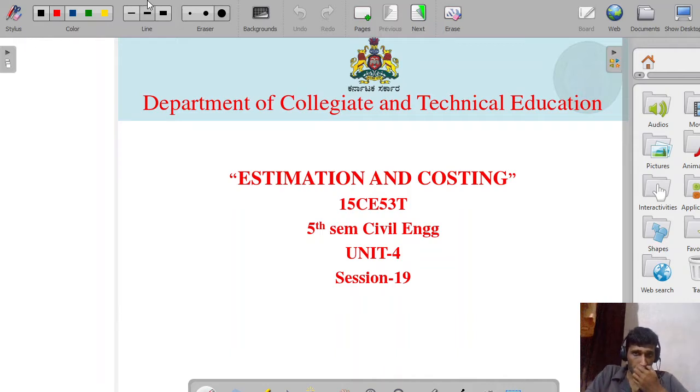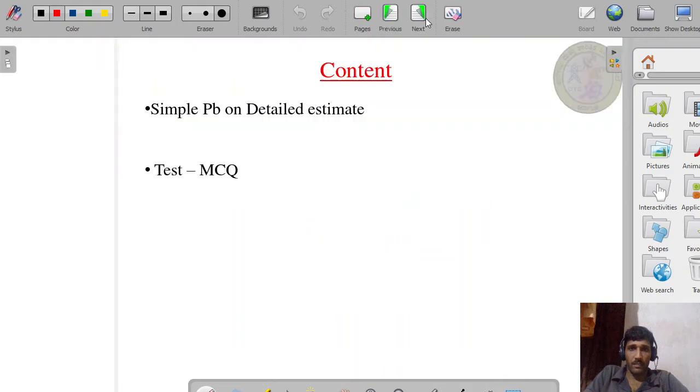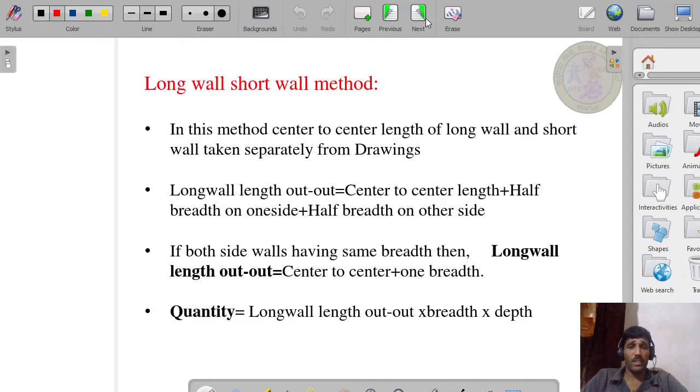In this particular session we cover the detailed estimate, the long wall, short wall method, its basic theories in brief, how to solve the problems, then simple problems, and then multiple choice questions. Here, the long wall, short wall method.